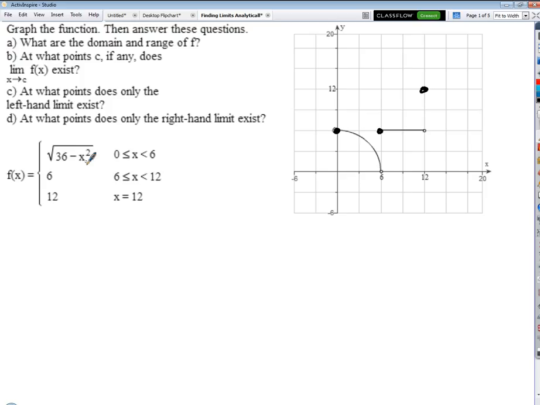Okay, so this is the curvy part. This is the horizontal line at 6. That's a 12, and that's a 6 right there that I blocked off. And then finally, we've got when x equals 12, at that one point, the value of the function is 12. So that's a point, correct? Okay. So why is this the correct one then?